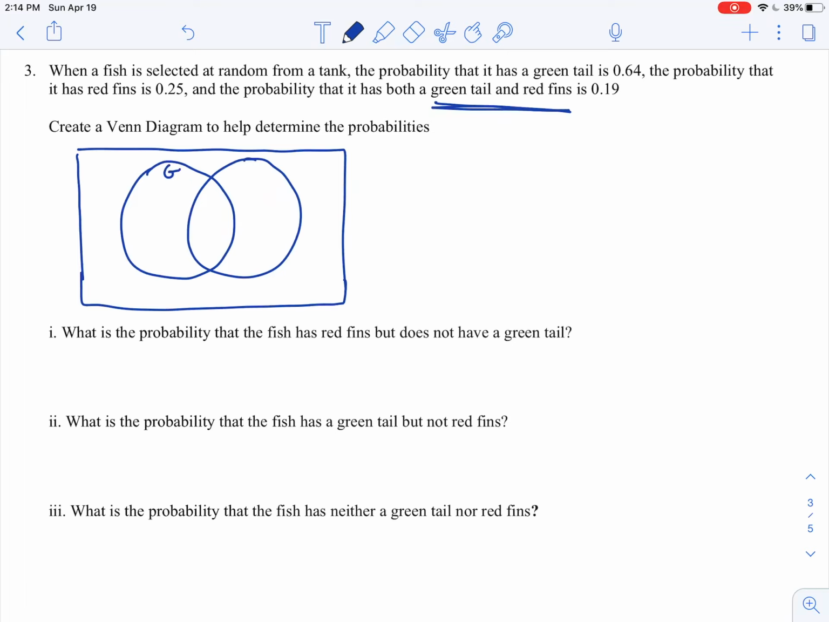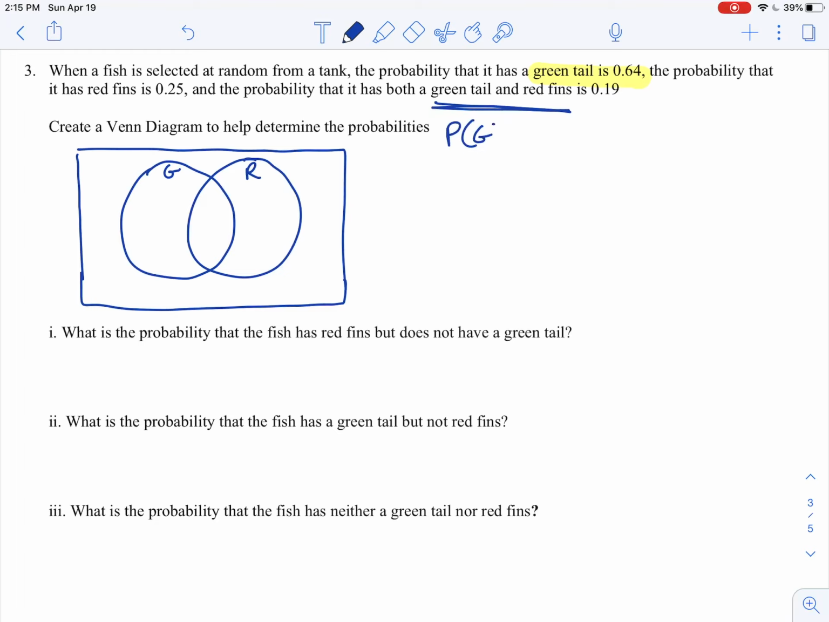So one of these is supposed to be representing green tails, one of these is supposed to be representing red fins. The middle section that overlaps is the one that does both, and then everything that's outside those circles is everything that's not red fins and not green tails. Okay, so one of the things, as I said before, that you have a little bit of an issue with starting out is the fact that they give you that the green tails have to add up to 0.64, but again, that's the whole circle for G. And the problem is I don't know what part of 0.64 is supposed to go outside and in the middle of the overlap, so I'm going to need more information before I can fill out anything with that 0.64.